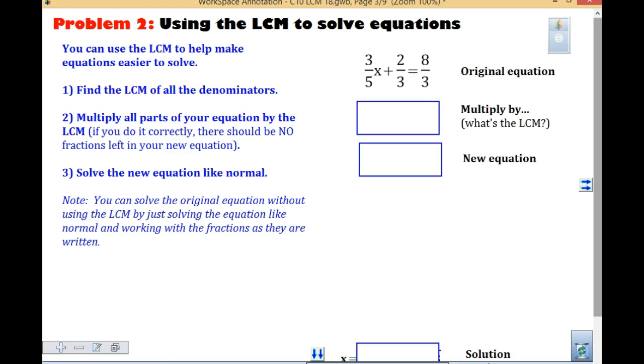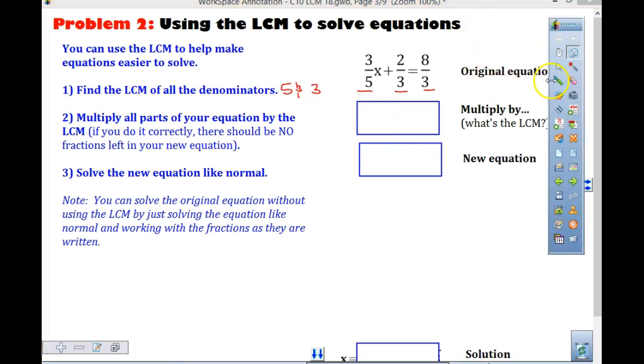So when I'm looking at this one, it says, you can use least common multiple to help us make equations easier to solve. Find the least common multiple of our 3 denominators. When you look at our 3 denominators, we have 5, we have 3, and 3. So the least common multiple of 5 and 3. What's the least common multiple of 5 and 3? Should be 15. 5 times 3, right? We can multiply those two.